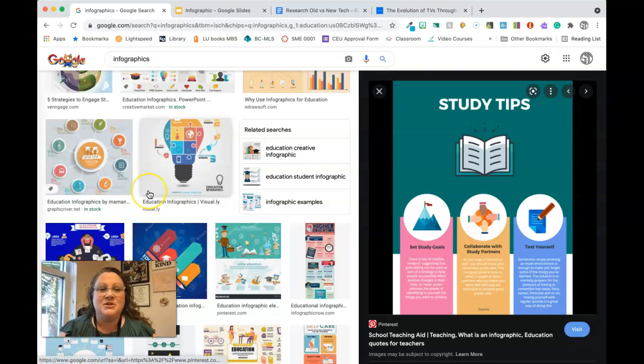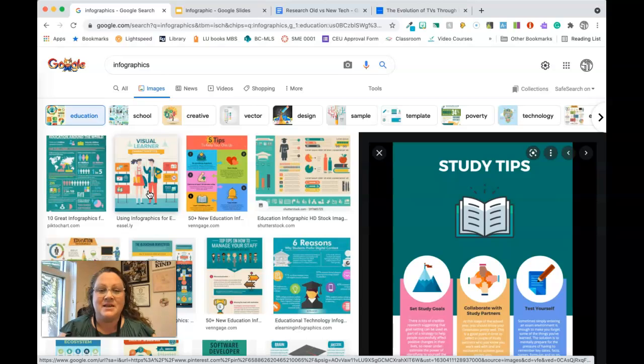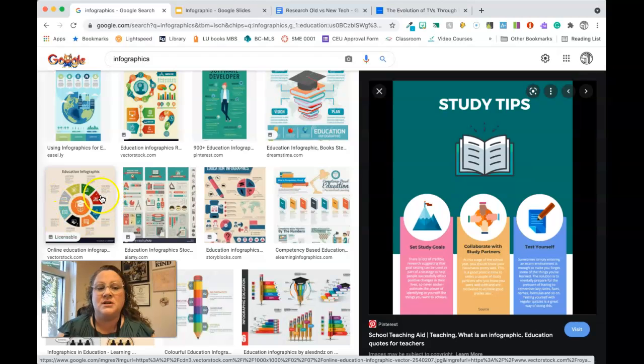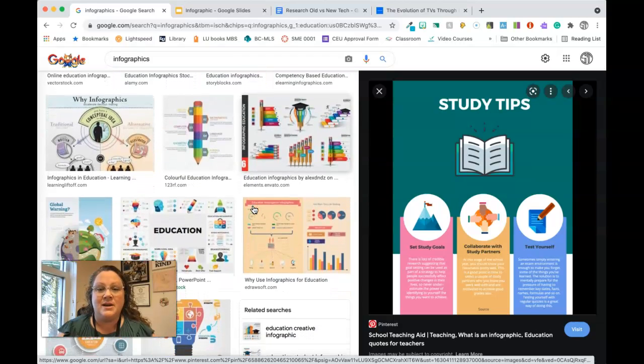I've pulled up a Google image search that has images of different types of infographics. Infographics are a way to show information in an organized way. They can be very complicated, like this one right here that has a lot of statistics, a lot of text, a lot of images, but it's made in an organized way. It can also have a lot of charts and graphs. It can have data in it, but whatever it does, it organizes the information in an organized way.